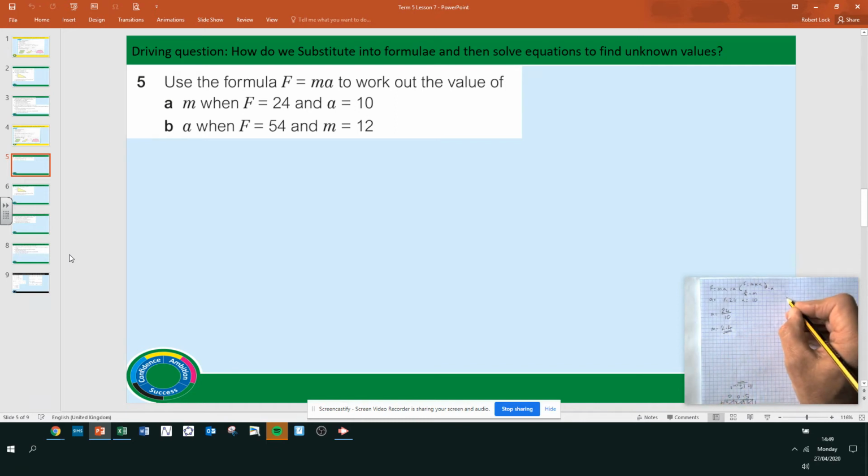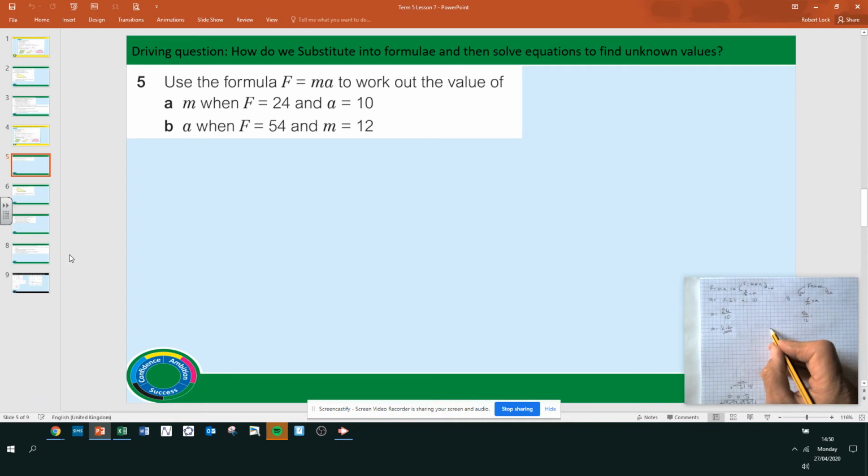B. I know what A is. F equals m times A. Divide both sides by m. We'll end up with F over m equals A. To put that into the information here, F is 54. 54 divided by m, which is 12. So 54 divided by 12.